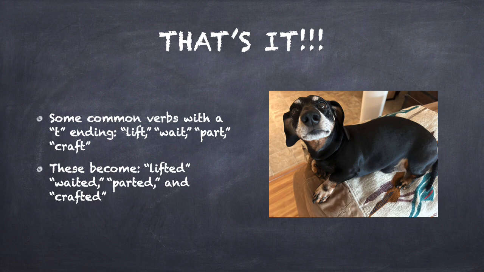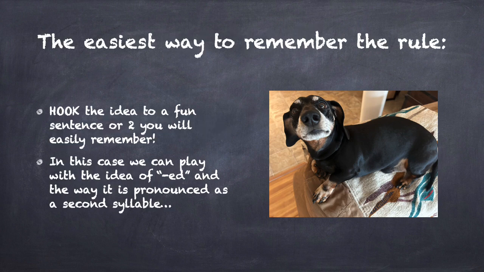Now, I did promise you that we would find an easy way to remember this concept. The easiest way to remember the rule is to hook the idea to a fun sentence or two that you will easily remember. So, in this case, we can play with the idea of the ed ending and the way it is pronounced as a second syllable.